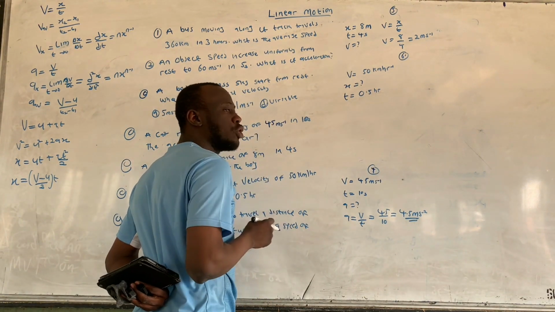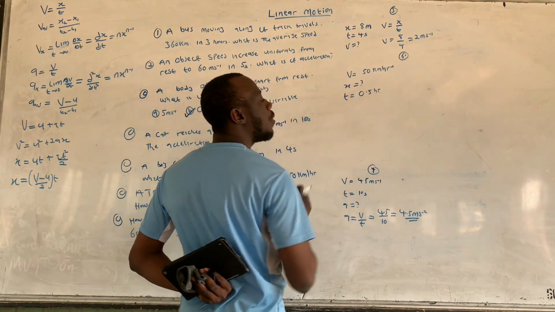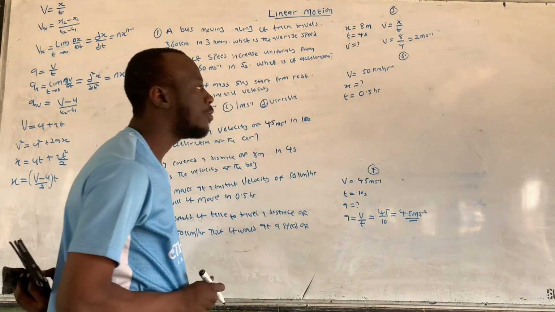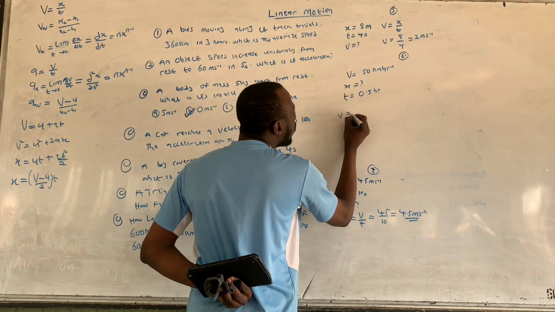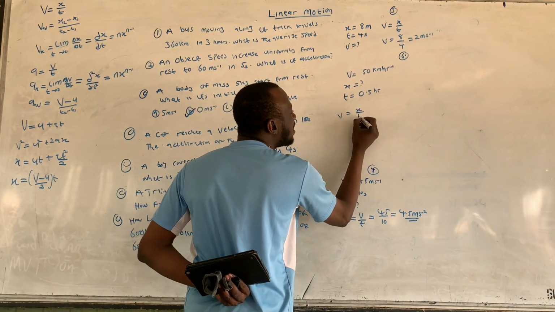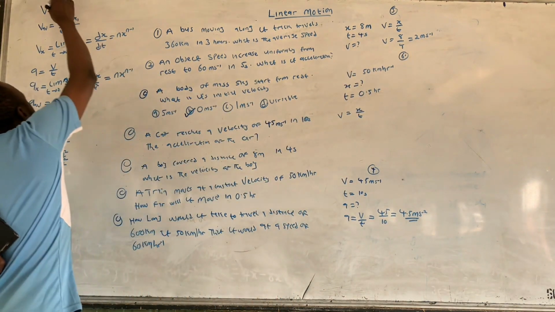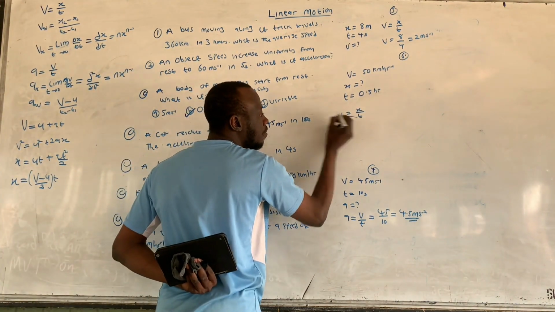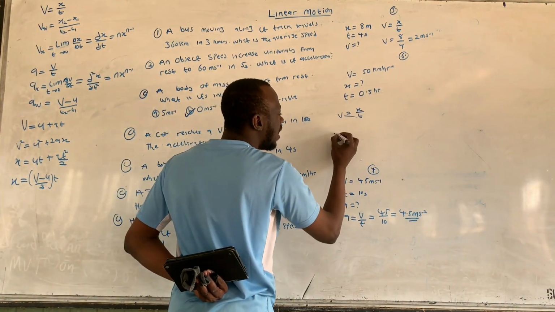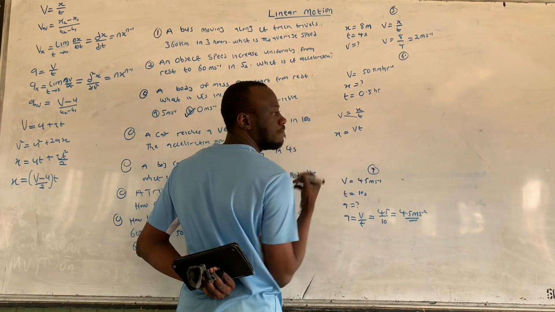Now, I am going to solve this question in two ways: one without conversion and the other with conversion. Remember V equals x over t. So here we have V, x, and t, meaning we are going to use the same formula. Then we cross multiply. Our x equals velocity times time.